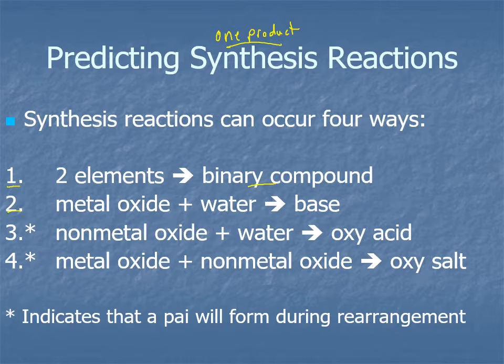In the second example here, now it gets a little bit more complicated, where we have some different combinations of things. We can have a metal oxide combining with water, and we can make what is called a base. Well, first let's backtrack and say, what is a metal oxide? Well, it's nothing more than exactly what it says. It's a metal combined with oxygen. Here are some examples.